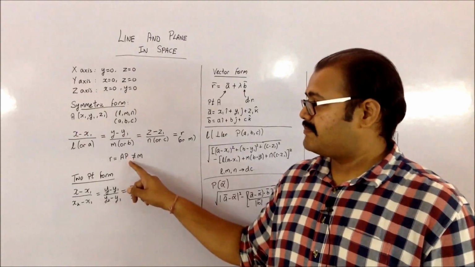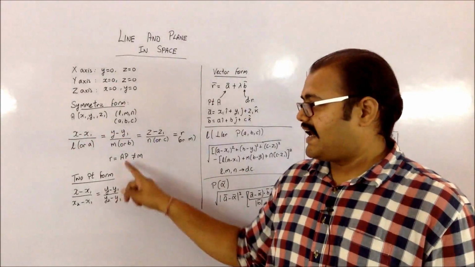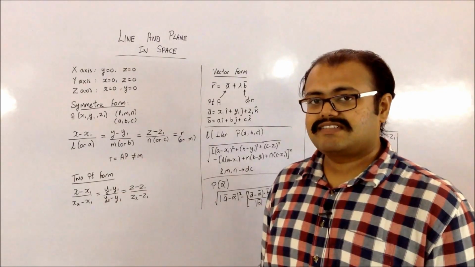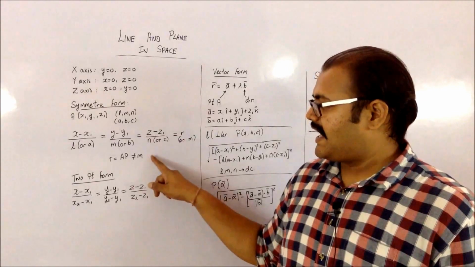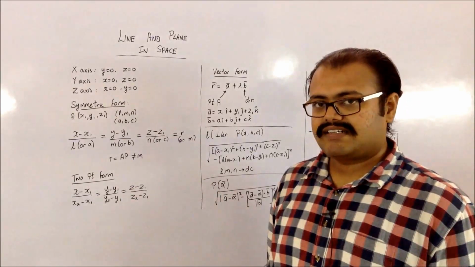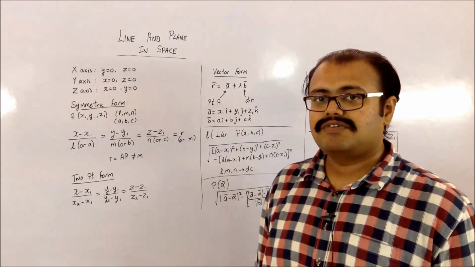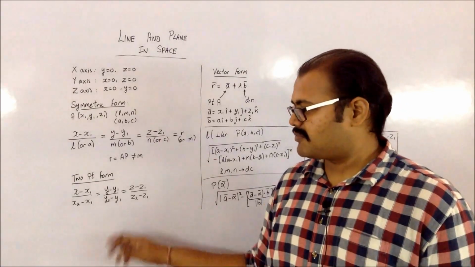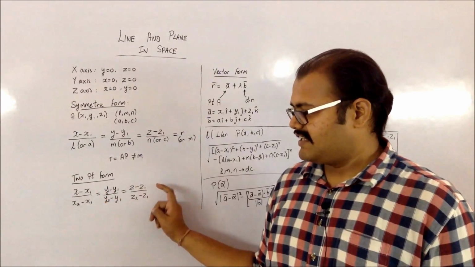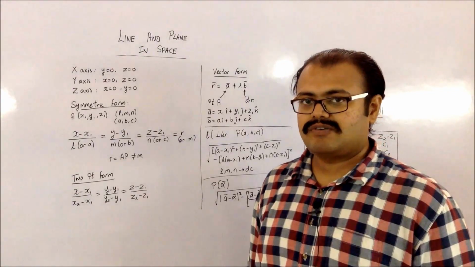Over here, A is the point given by x1, y1, z1, and P is the variable point, which is x, y, z. And lambda will not be equal to that thing. Next is the two-point form, that is, if you know two points through which the line is passing, let the points be x1, y1, z1 and the second point x2, y2, z2, then this is the two-point form.